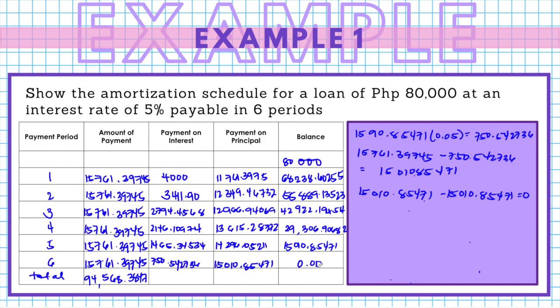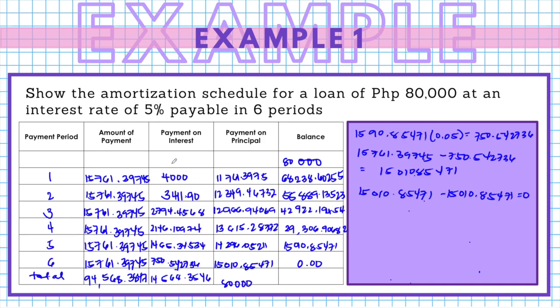So as you can see here in our last row for the balance column, the balance became 0 after the 6 periods. So that is the goal of an amortization schedule. We need a balance that is 0 by the time of the final payment. So to get the payment on interest, we just need the sum of the following values, and adding them up, we have 14,568.3546. As for the payment of principal, we have 80,000 pesos.